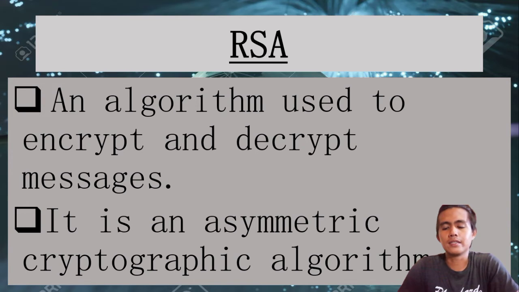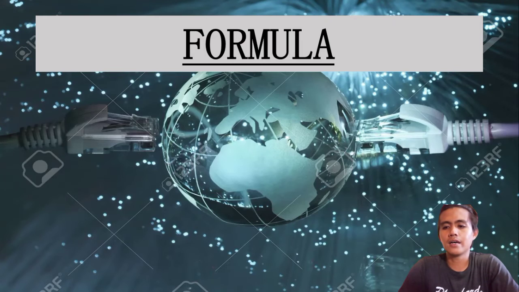We all know that in asymmetric algorithm, we use private key and public key for encryption and decryption, while in symmetric, we only have one key for both encryption and decryption. As we go deeper, let me show you the formula of encryption and decryption using the RSA algorithm.